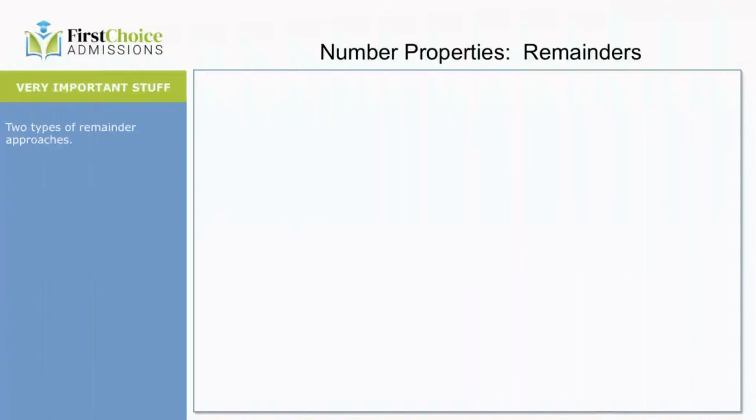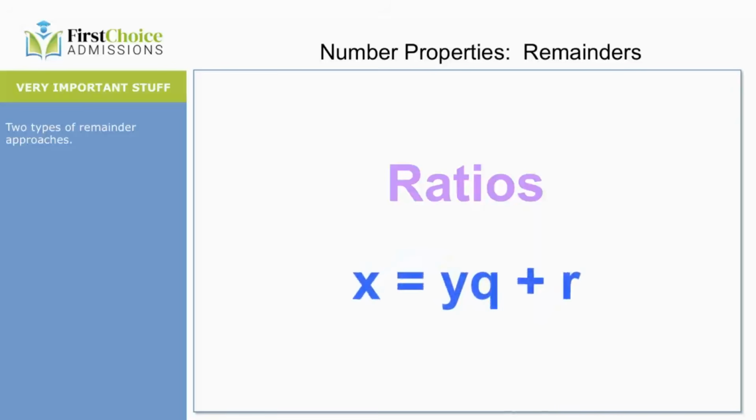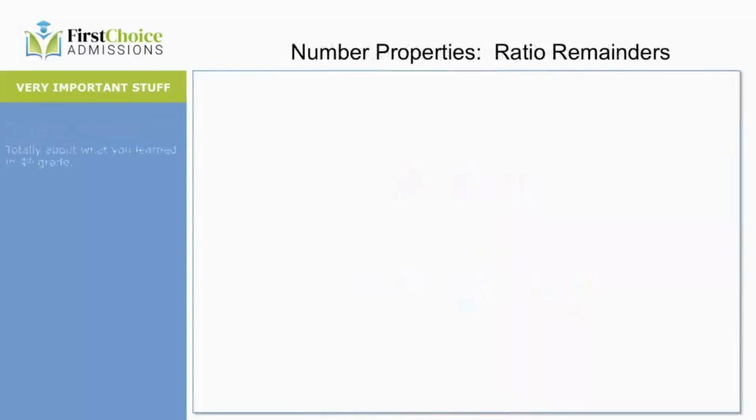So when it comes to thinking about remainders and number properties, there are really two main ways to do it. One is ratios, and the other is this goofy yet dead helpful equation, x equals yq plus r. Now let's take a look at ratios to begin with. Not surprisingly, ratios are totally about what you learned in 4th grade, and it works like this.